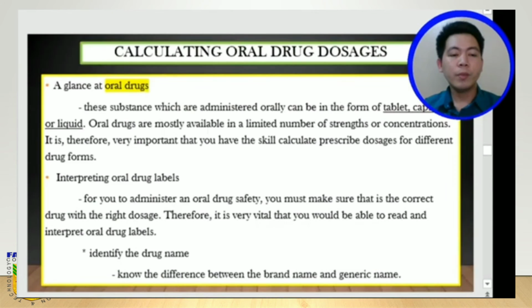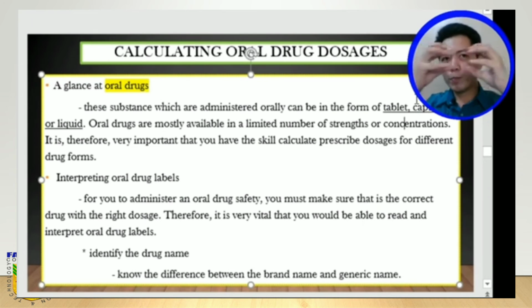Okay. So, paano kaya mag-calculate ng oral drug dosage? Pag sinabi nating oral drugs class, this substance which are administered orally. So, ibig sabihin by mouth, iniinom, ini-intake. Okay, nilalagay syempre sa bibig. Pinapasok sa bibig. Pwedeng tablet, pwedeng capsule. Tablet, syempre, pabilog siya. O yung capsule naman ay parang cylindrical or rectangular. O liquid, or syempre, liquid or suspension.